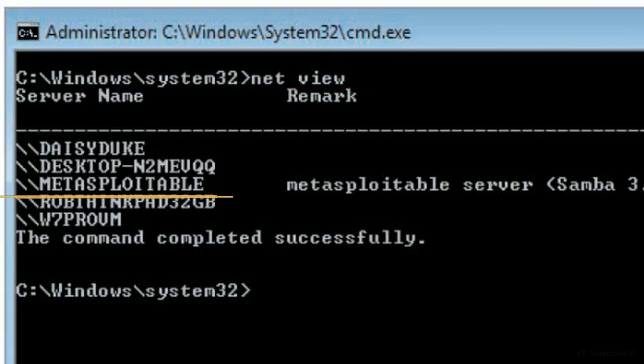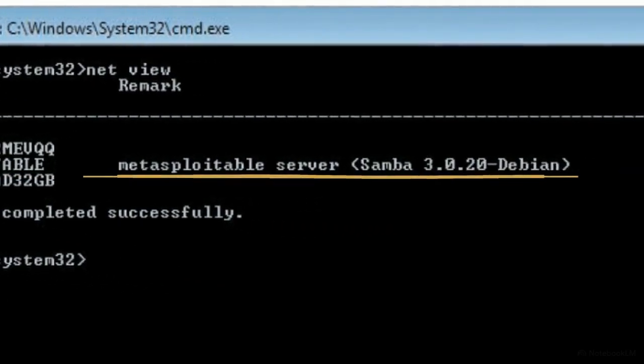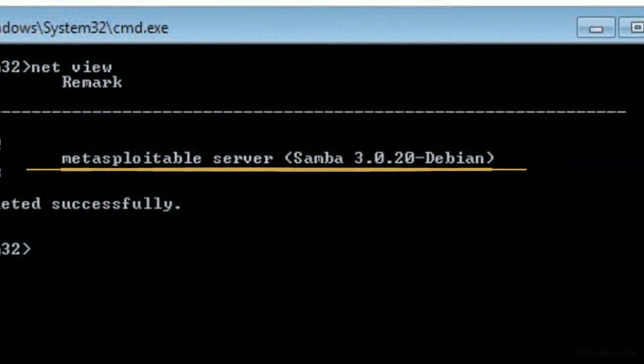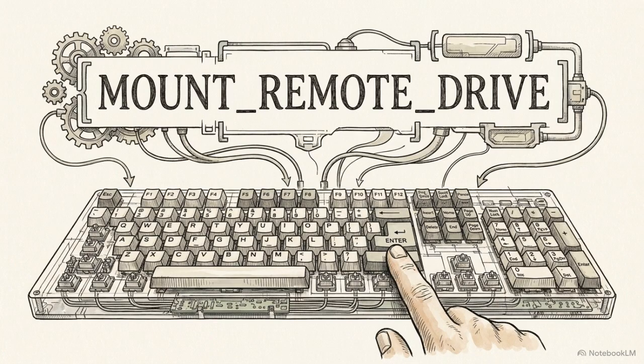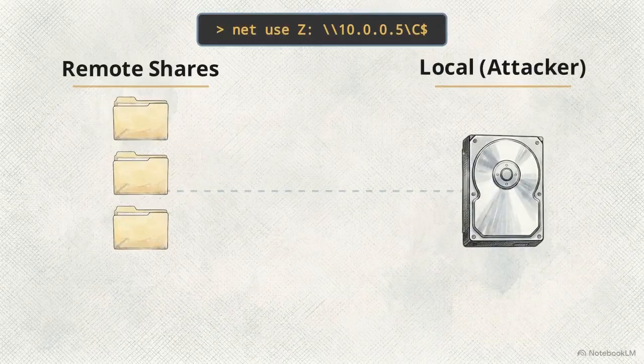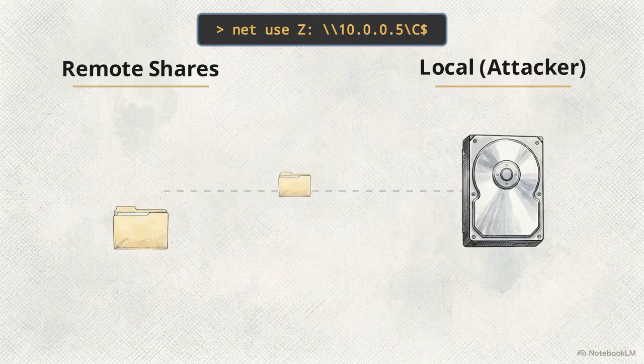Notice the target labeled Metasploitable. The output explicitly lists its remark as a Samba server running on Debian Linux, immediately revealing its architecture. With the exposed shares mapped, an attacker can execute the net use command to mount those remote folders directly to their own local machine as if they were physical hard drives.